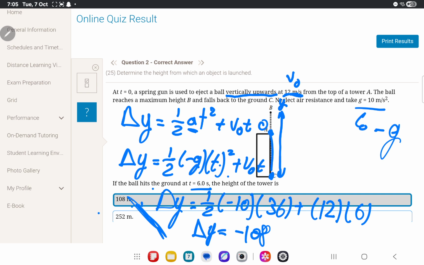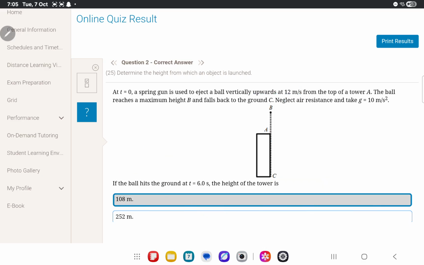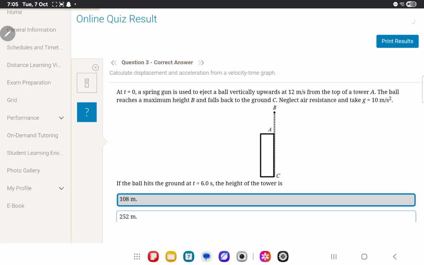How much did it go? It went down by 108 meters, right? And C is the ground, right? So this is the height, right? 108 meters is the difference between the origin and the ground. So that means 108 meters is the height of my building. The negative just means I went down 108 meters, not up. Just clarifying that. Okay, so this is my answer. Done. Moving on to question 3.